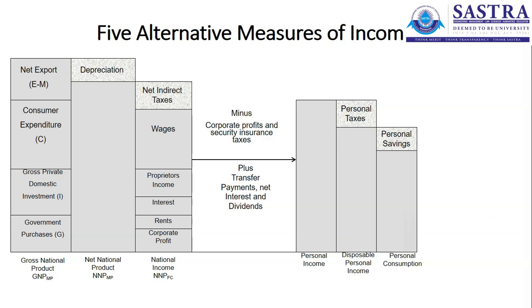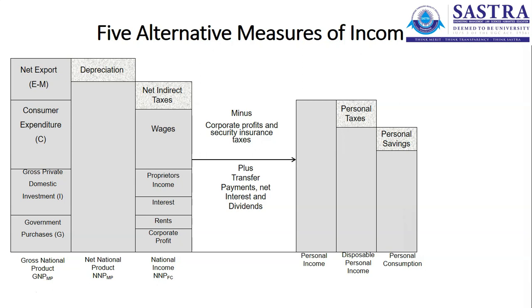So what else is included in the calculation of net national product at factor cost for determining the national income? It includes the corporate profit, together with rent, interest and the proprietor's income, and the wages, calculated for determining the income received by the country during the particular period of time.